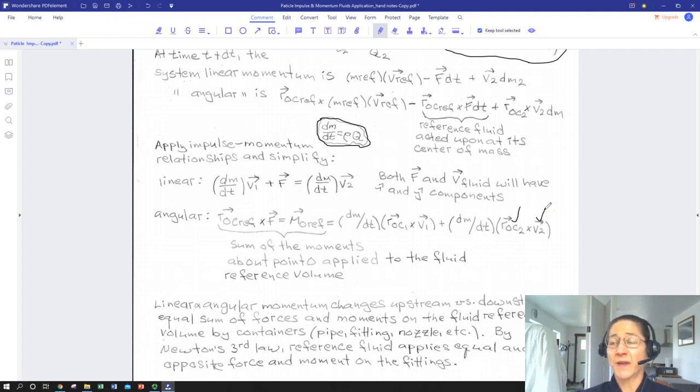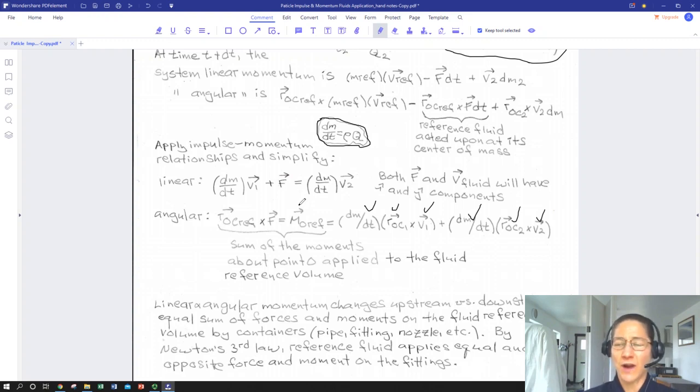This can be measured with a mass flow rate and a knowledge of the exiting area and a knowledge that we have steady flow. Same with these two. We can measure mass flow rate with an understanding of our volumetric flow rate and the density, and we now know the moment being applied to the reference volume by the container, which is again being acted on in the equal magnitude and opposite direction on the container. In this case, it's the elbow by the reference volume of fluid.